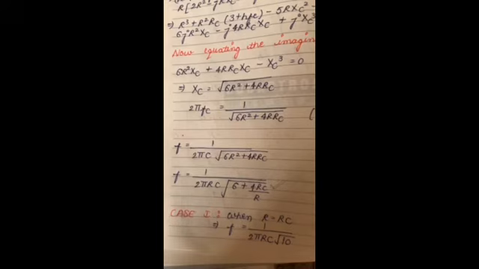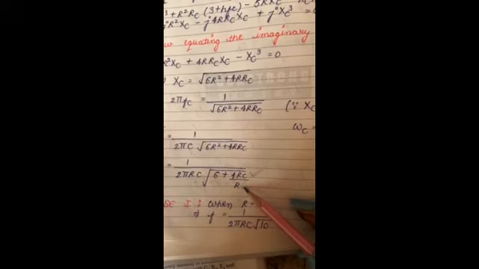Now we have two cases. When R equals RC, then these will cancel. Then F equals what? 1 upon 2 pi RC under the root 10. It is the first case.